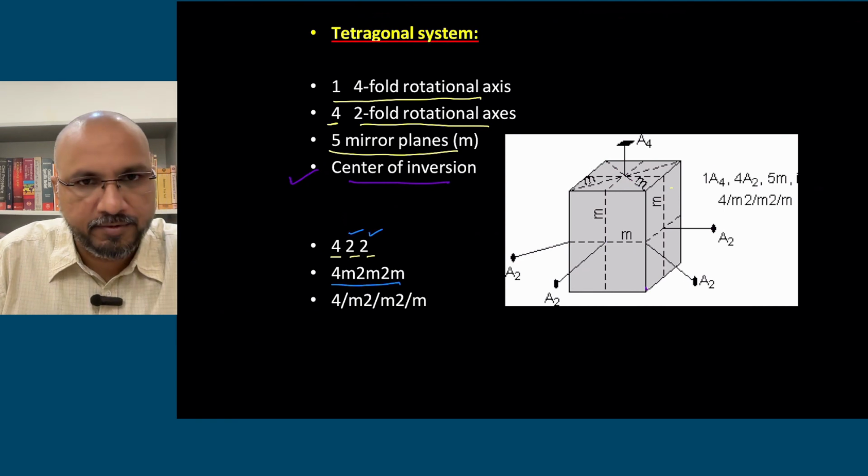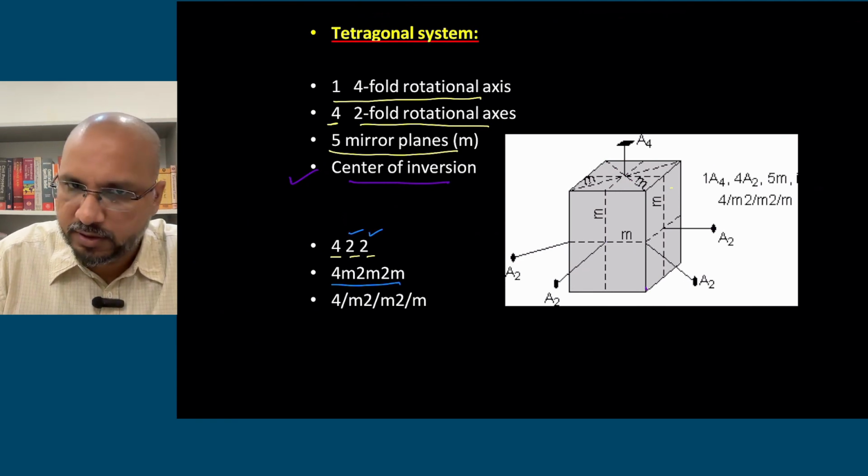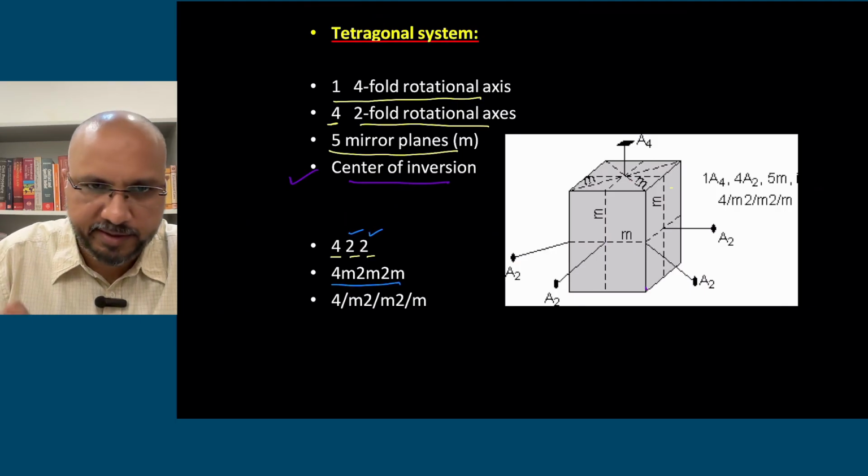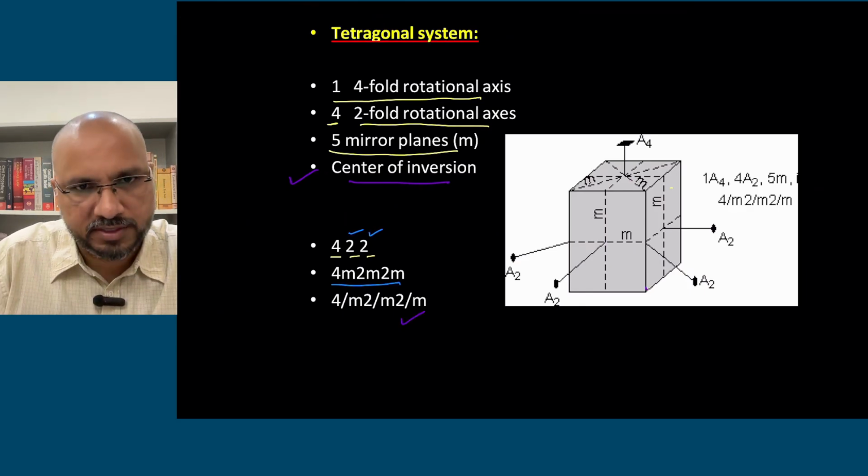So you will write 4, 2, 2 for the unique rotational axes, M, M, M, because the mirror planes are there. 5 mirror planes are there, and out of 5 mirror planes, 3 mirror planes are perpendicular to the unique rotation axes. So you write 4/M, 2/M, and 2/M.